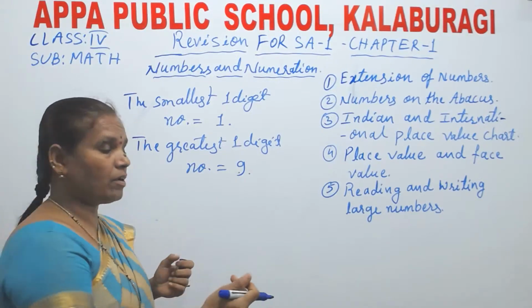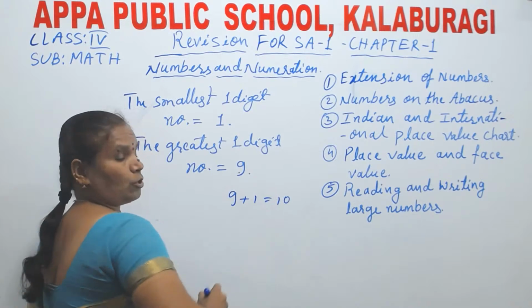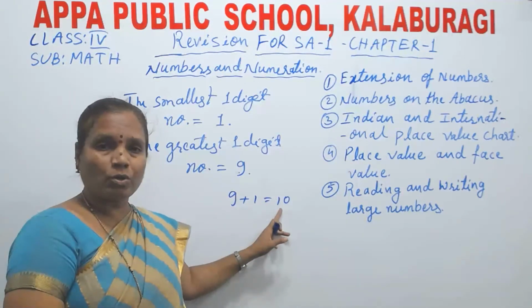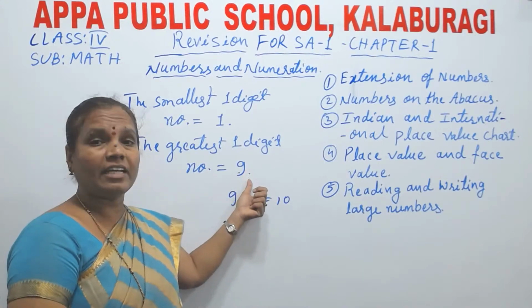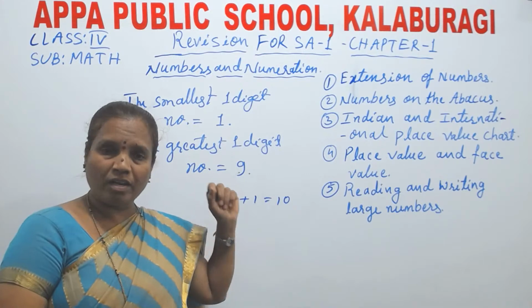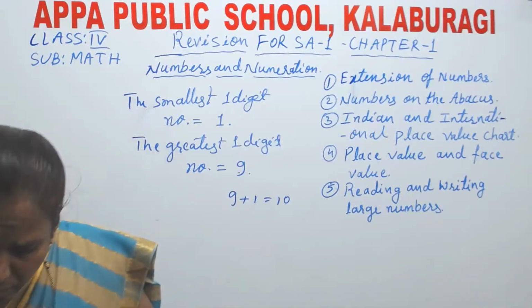After the 9, what will we get? If you are adding 1 to the 9, we'll get a 2-digit number. So after 9, we get a 2-digit number. So this is the greatest one-digit number. The smallest one-digit number is 1, and the greatest one-digit number is 9.